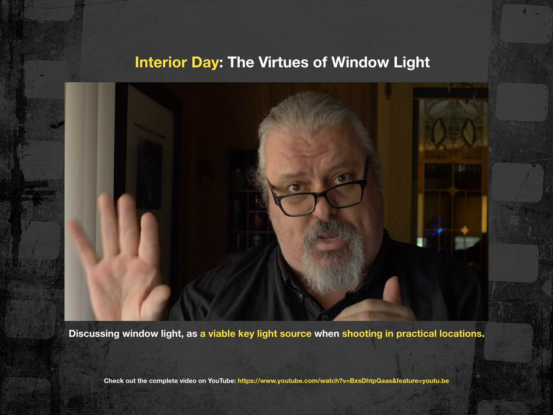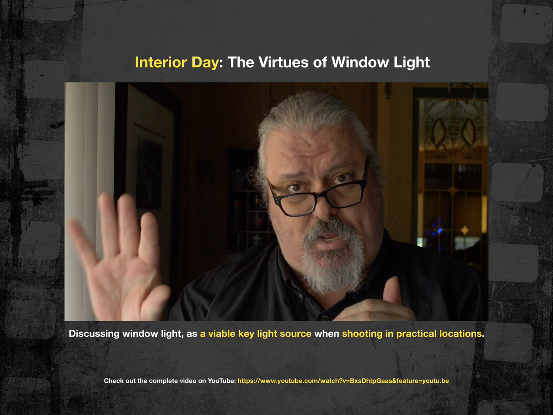Okay, here's a video that I produced. I want to talk to you a little bit now about using window light if you're doing day interiors. Window light is a wonderful source. It works well as a key light source if you have a well-placed window in a location. If you're shooting a scene in a house interior, for instance, if you can position your subjects near open windows that you can control with curtains and with shears that can act as diffusion.